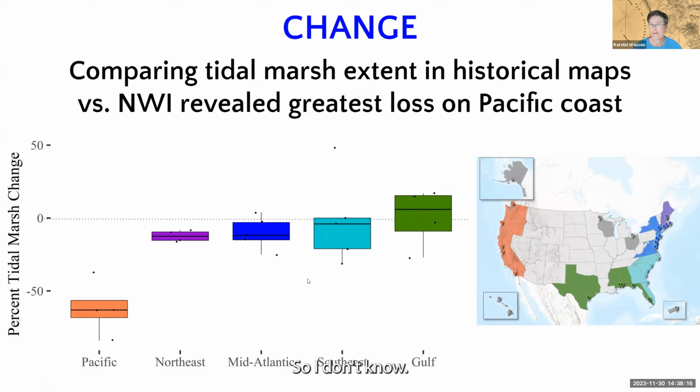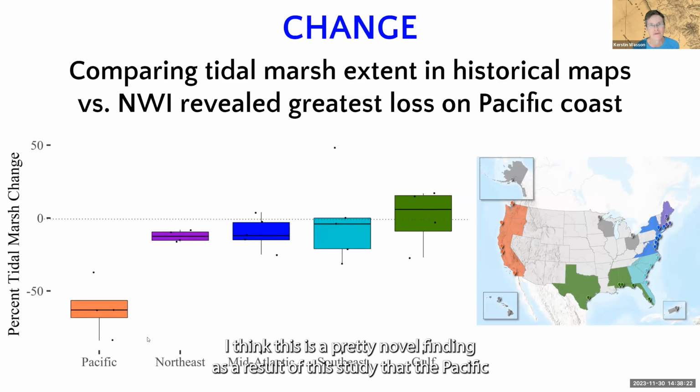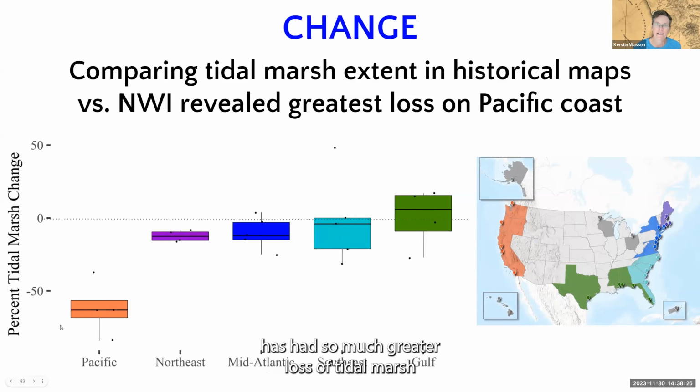So I don't know. Did you guys know this? We didn't know this, and we haven't found it in the literature. I think this is a pretty novel finding as a result of this study, that the Pacific has had so much greater loss of tidal marsh than other regions of the US.